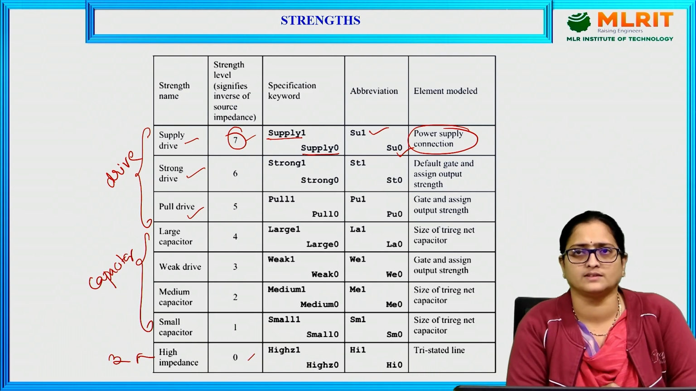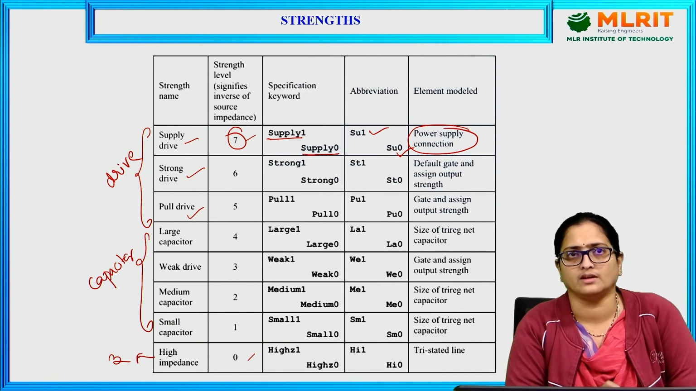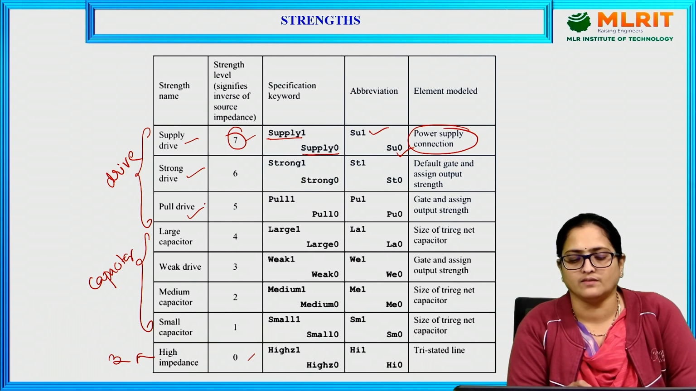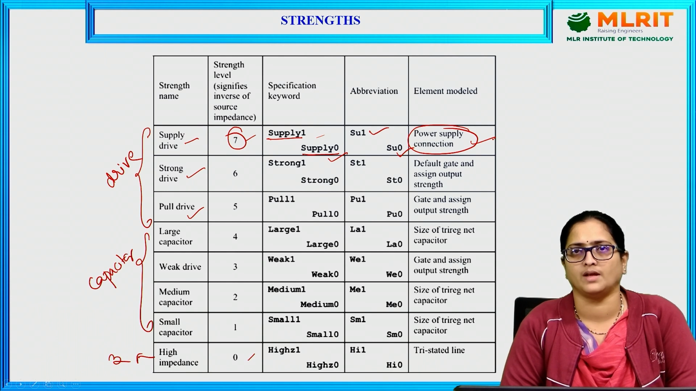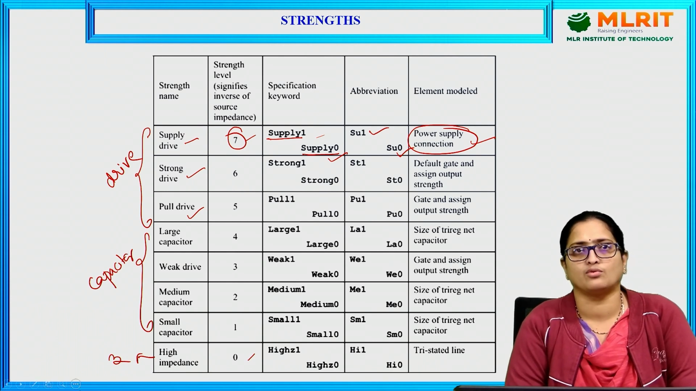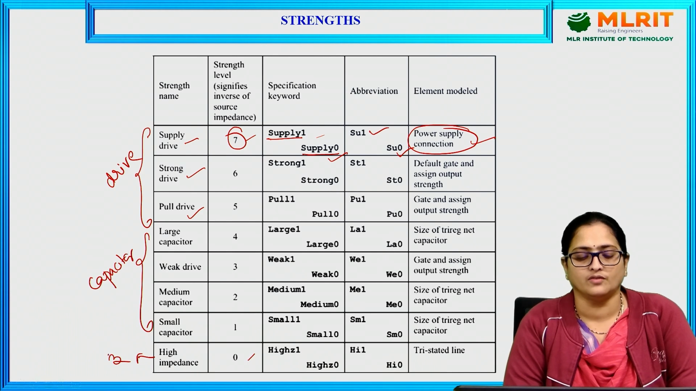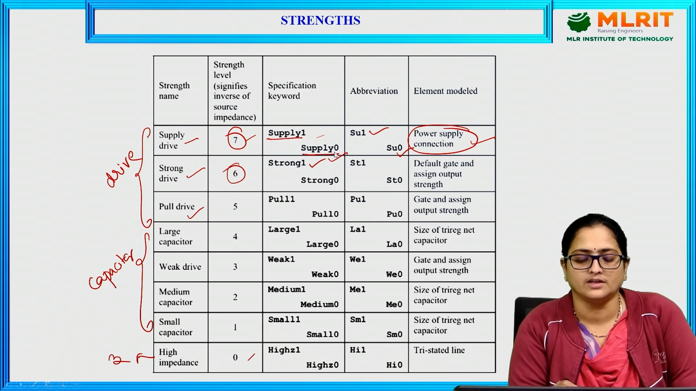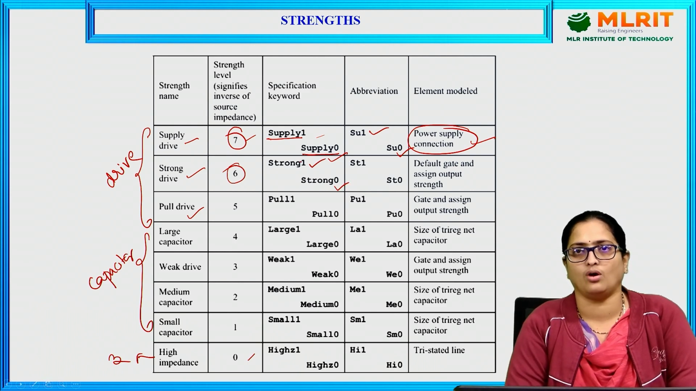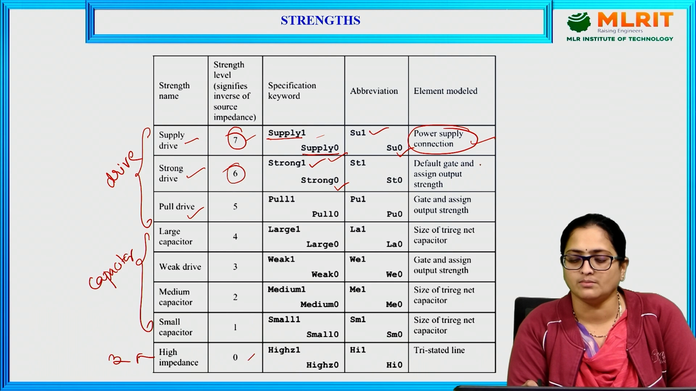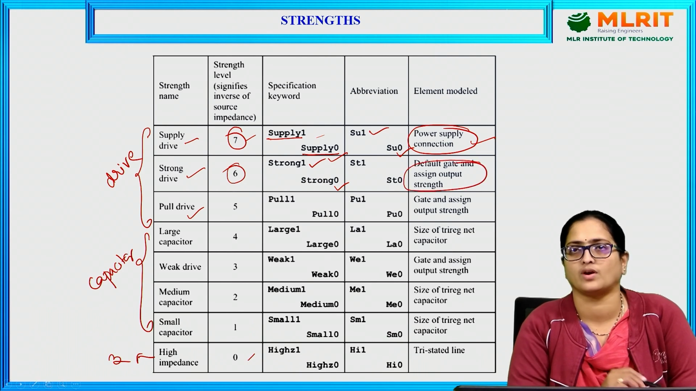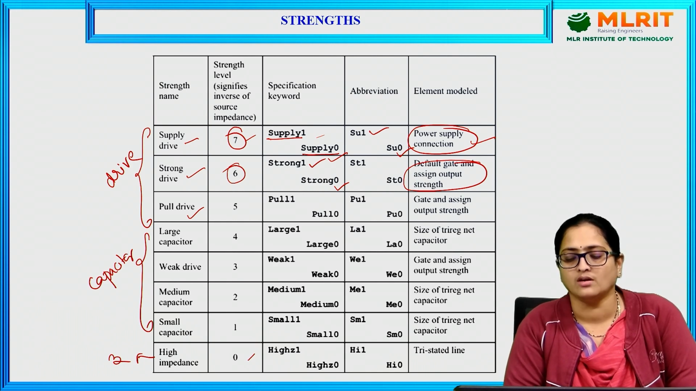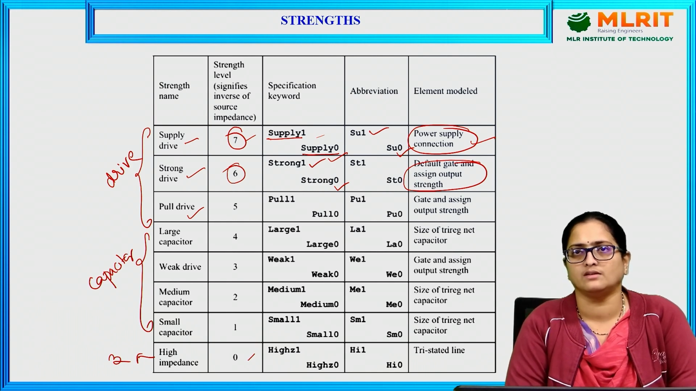So the first and highest strength is supply drive, which is given with supply 1 and supply 0, and which can be used to connect the power supply connections. The second drive strength is strong drive, which is given the strength value of 6, and the keywords for representing a strong drive are strong 1 and strong 0, which can be used to assign the output strengths and also for default gates.